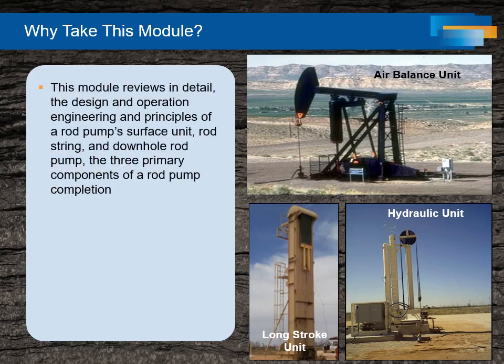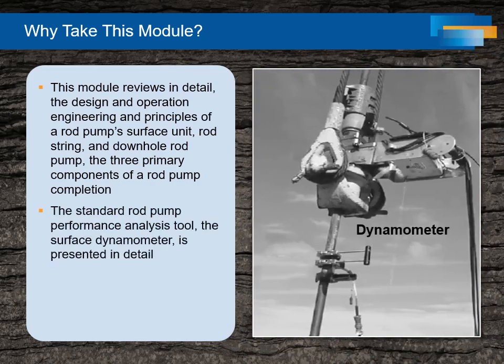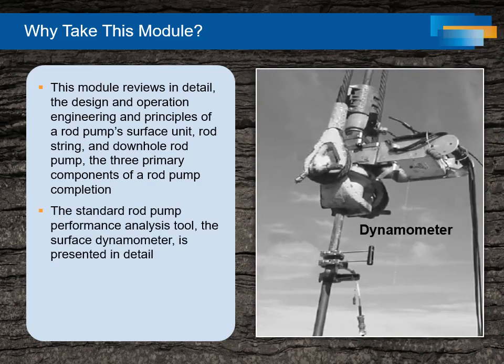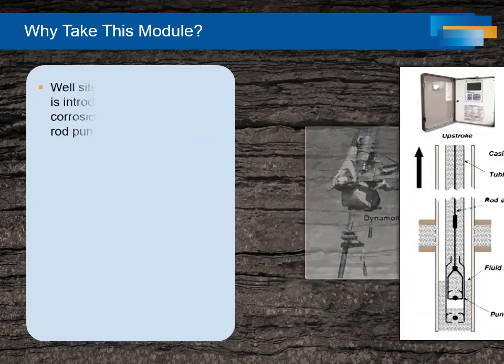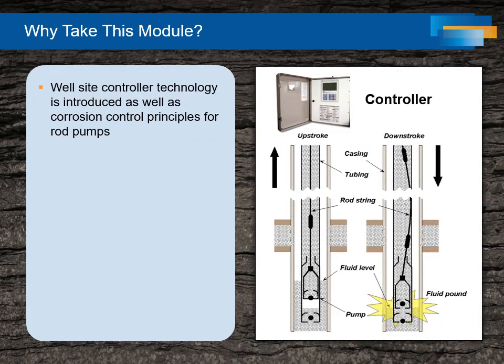This module reviews in detail the design and operation engineering and principles of a rod pump's surface unit, rod string, and downhole rod pump, the three primary components of a rod pump completion. The standard rod pump performance analysis tool, the surface dynamometer, is presented in detail, which permits the student to understand how surface data may be used with sophisticated wave equation differential equation mathematics to determine how a downhole pump and the overall unit is performing. Well site controller technology is introduced, as well as corrosion control principles for rod pumps.